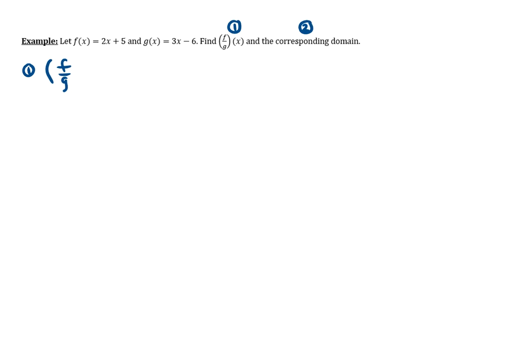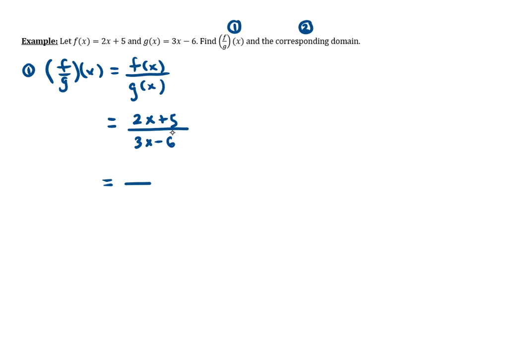F over g of x, you may recall, can be rewritten as f of x on top of g of x. All you'll have to do is replace each of the function notations with the expressions they are equal to. So for instance, f of x is equal to 2x plus 5, and g of x is equal to 3x minus 6. Now I'm noticing that the denominator has a GCF of 3, so I'll factor that out. So 3 quantity x minus 2, whereas 2x plus 5 doesn't have anything to factor out other than 1, which we'll forego.